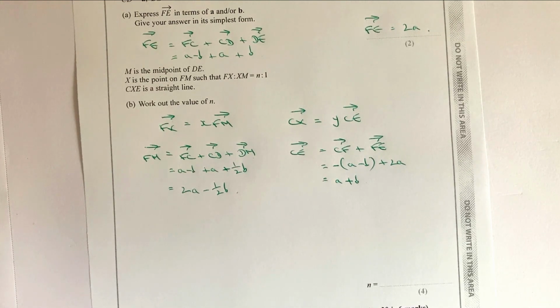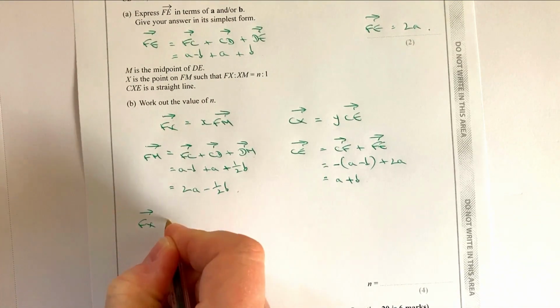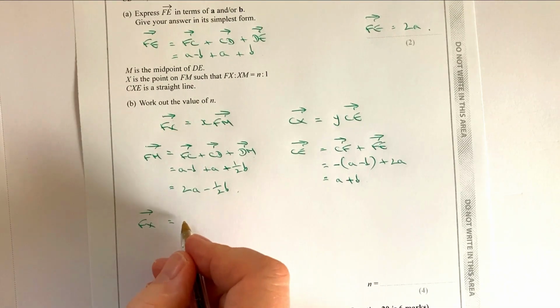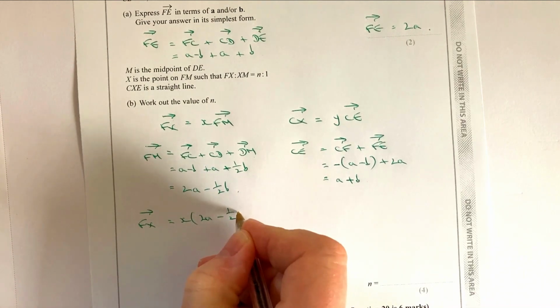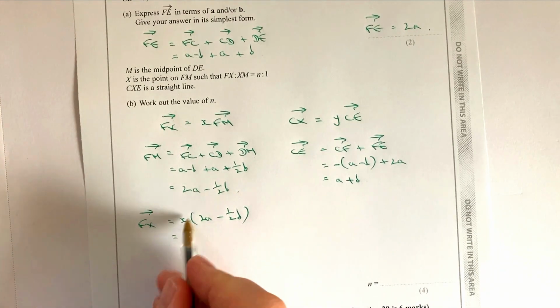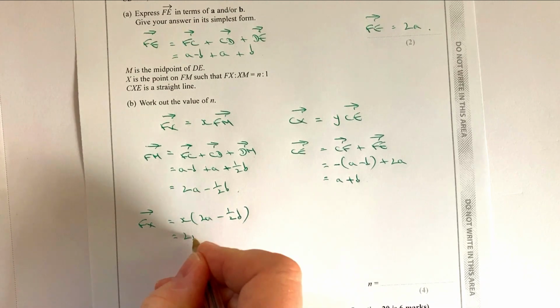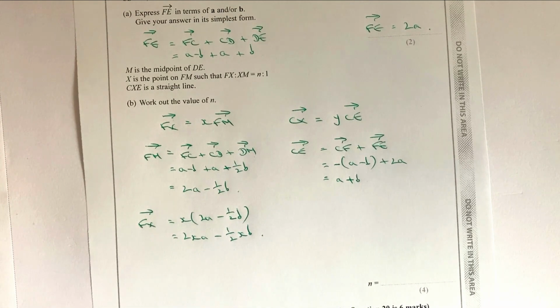Let's have a look then at FX. Well, if I know that FX is a function of FM, then I can write vector FX as being a multiple x of these. So I could write, if I wanted to, x times 2a minus a half b. I'm going to multiply that by x, and I'm going to get 2xa minus a half xb. Hopefully that's okay for you.